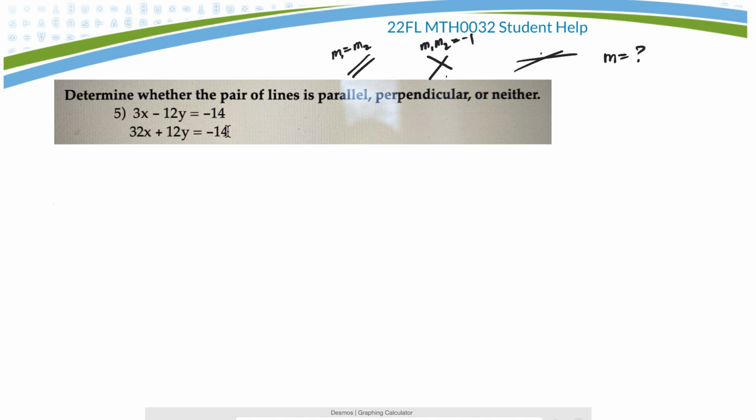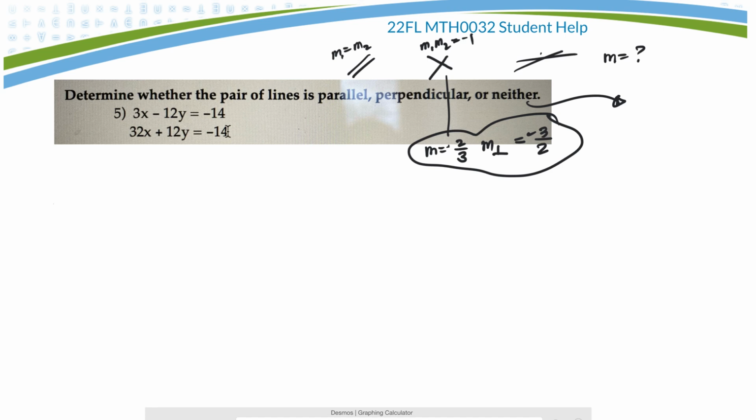An example of that would be, say the slope of one line is 2/3. The slope of a perpendicular line would be the flip of that, so 3/2, and you have to change the sign. So this is positive, so this one would be negative. And for the last one, the slopes aren't the same, and they're never negative reciprocals of each other.